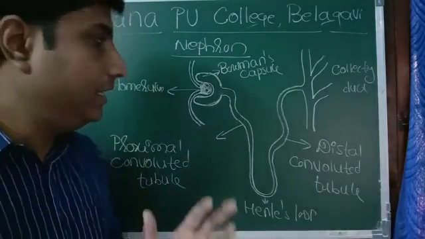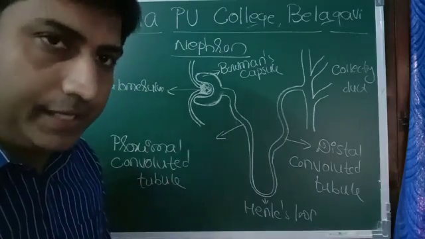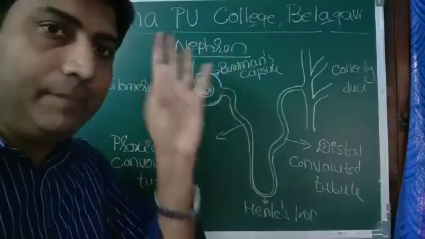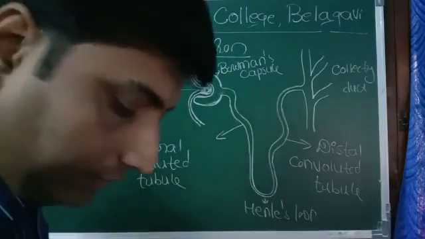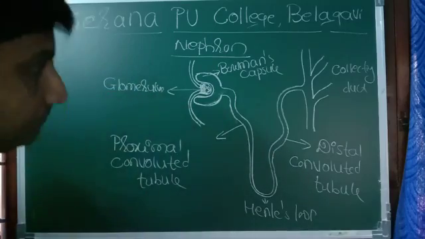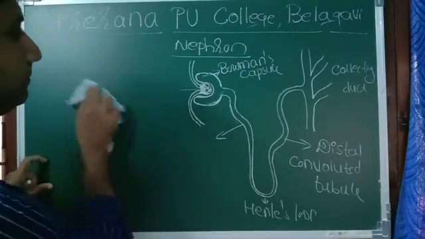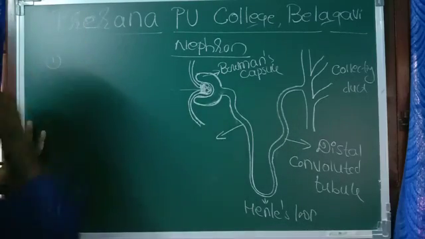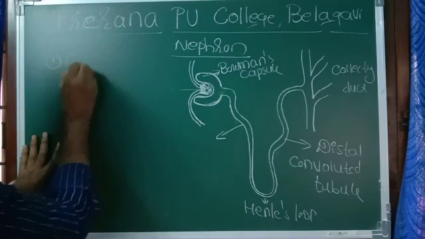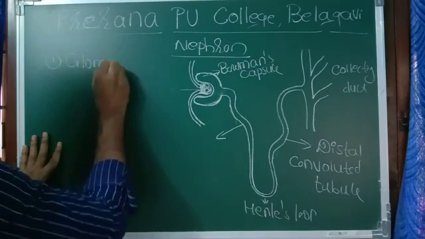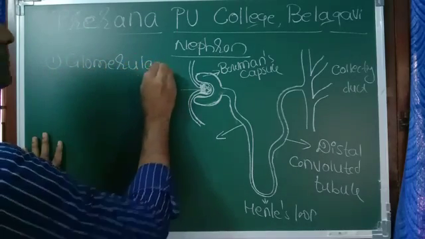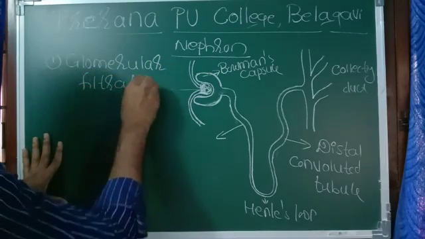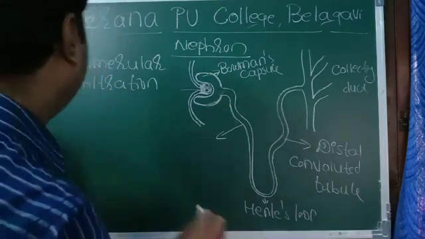Okay, let us study how exactly formation of urine takes place. Formation of urine in human beings takes place in three methods. The three methods are: the first method is called glomerular filtration. First method is glomerular filtration.